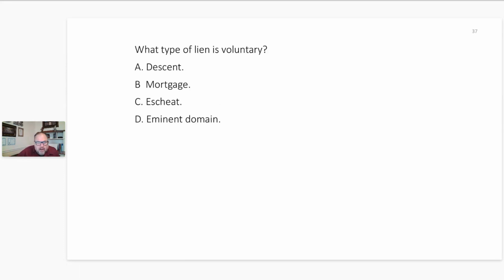Okay. The second question is, what type of lien is voluntary? Remember, voluntary means you agree to it. It is a mortgage. Now, let me ask you this question. Is a mortgage a specific lien or a general lien? What do you think? Okay, a mortgage is going to be specific, right? It's going to be a specific voluntary lien.